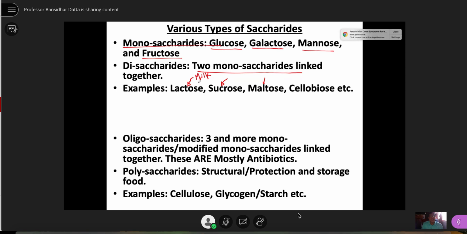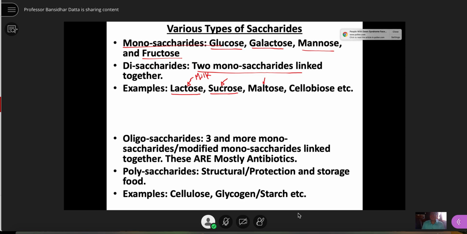Plenty of lactose. And how do you find sucrose? How do you get sucrose? It's table sugar. That's the sugar that we routinely use, that you buy from the grocery. Table sugar. And how do you find maltose? It's from malt. Malt is a type of grain.